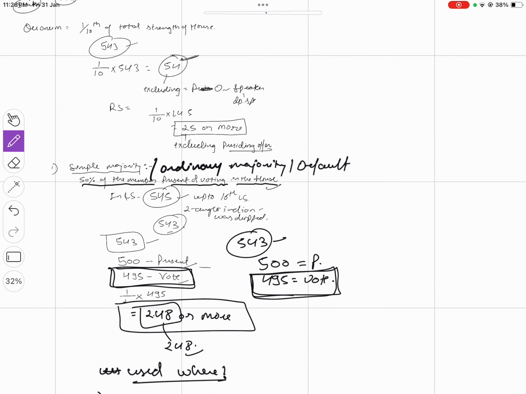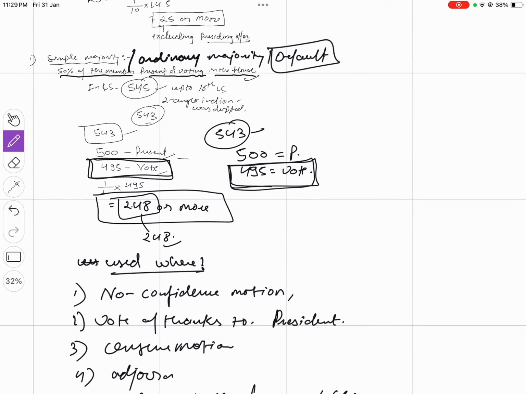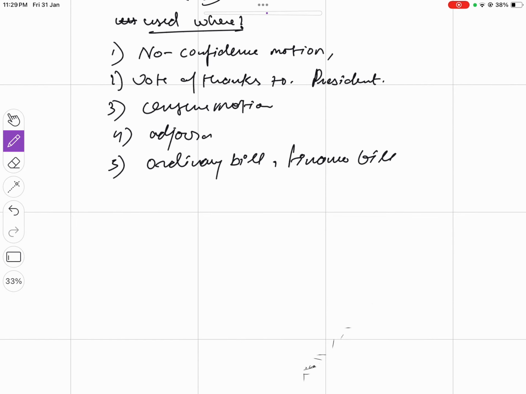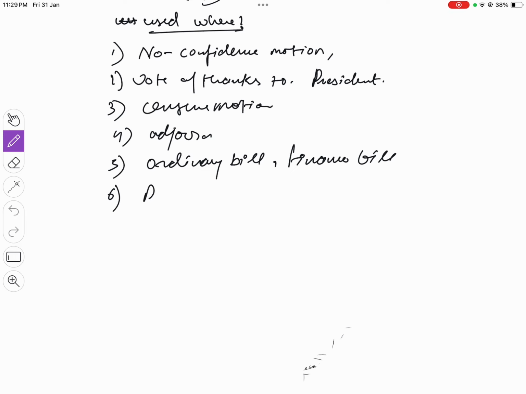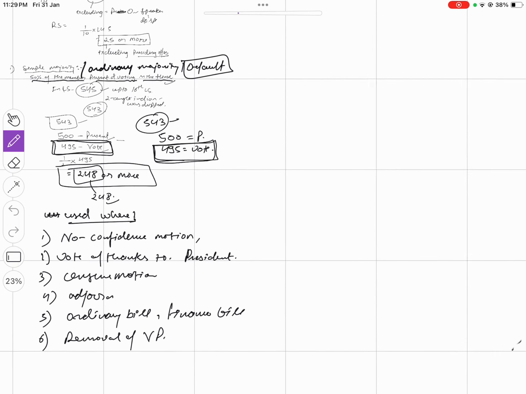Here I mentioned the name, default majority. Wherever the Constitution does not specify the type of majority, we presume it to be simple majority. That's why we call it default majority. This is also needed in one more thing I recall, removal of the Vice President. We need simple majority. So these are some cases where we need simple majority. Now this is simple.